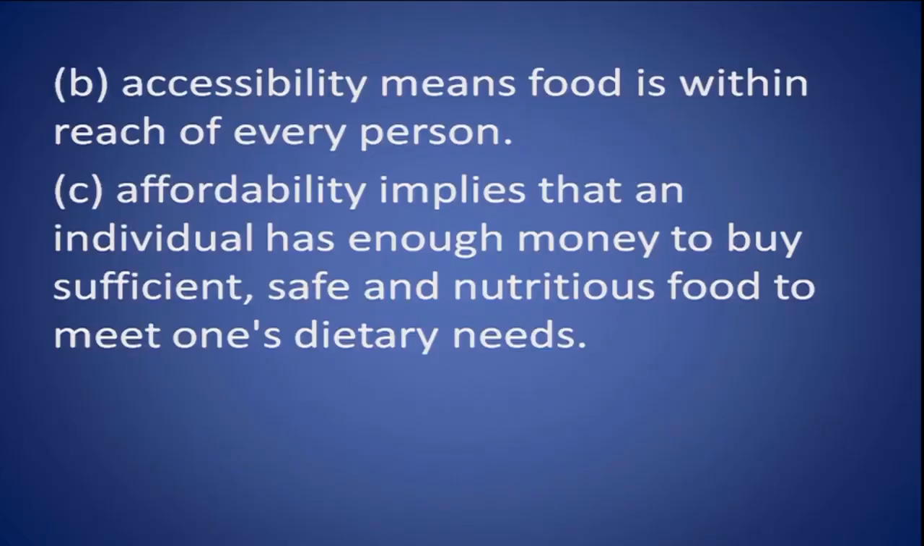Then accessibility. It means food is within the reach of every person. Sometimes if the cost of the food is more, at that time it will be very difficult for the people to get it. So it should be accessible. The price should be fixed in such a way that it is within the reach of the people, so that they can buy it.